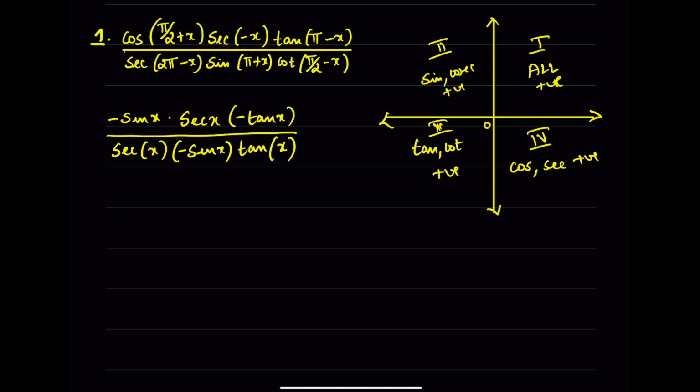So we can cancel out sine, we can cancel out secant, and we can cancel out tan. But if you notice here, the numerator has negative times negative, which is positive, divided by a negative value. So our resultant value will be minus 1. So this is how we can solve the first question.